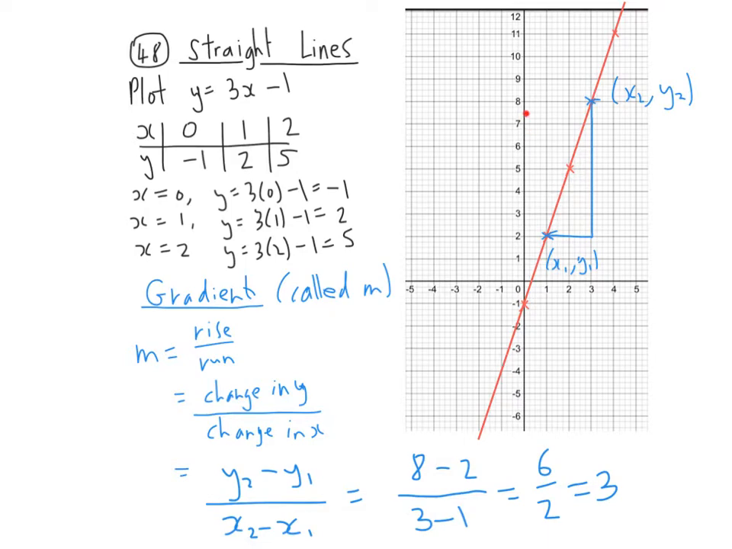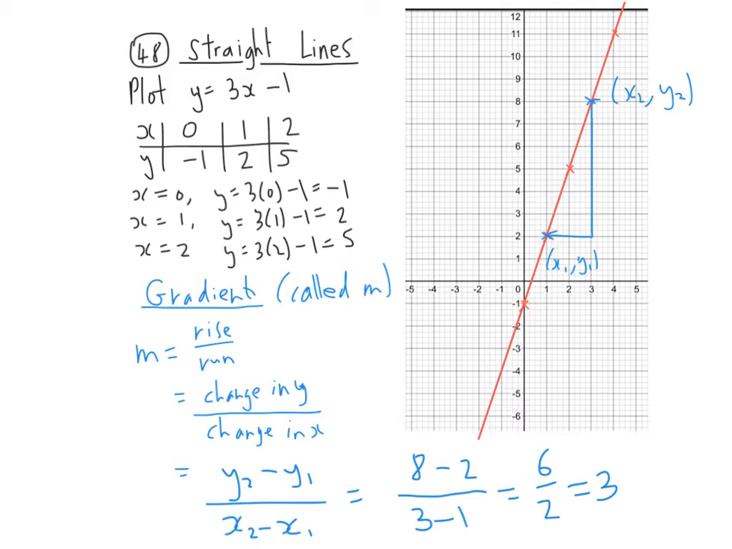So the y-axis is the vertical line, and this one crosses at -1. Now, the equation of this line is y equals 3x minus 1, and the -1 at the end matches up with where it crosses the y-axis.